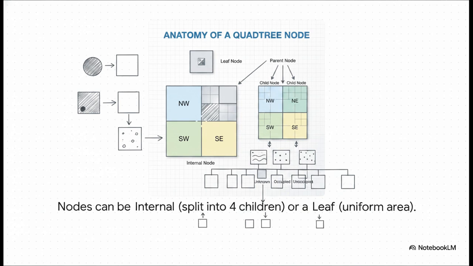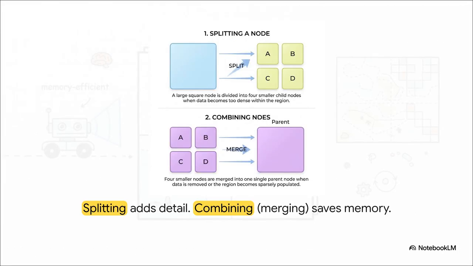And its job is to split into 4 smaller child nodes to capture all that new detail. And these 2 operations are the magic that makes the whole system work. You have splitting and combining. When a robot finds a new obstacle in what it thought was a big empty room, the node for that room splits to add detail.